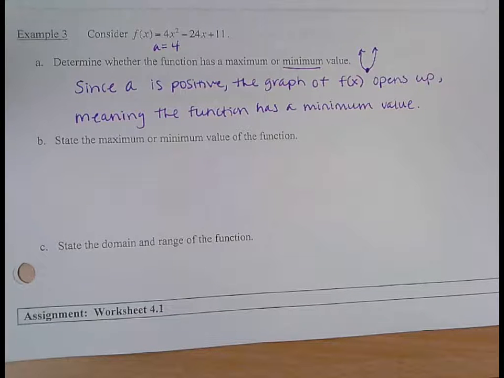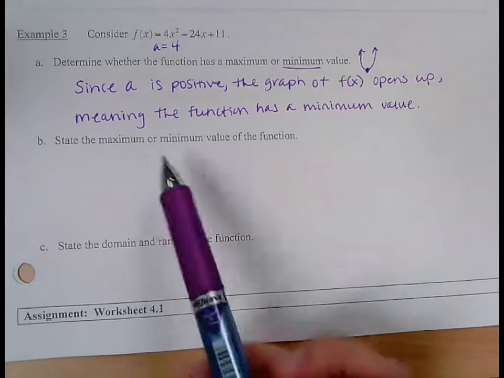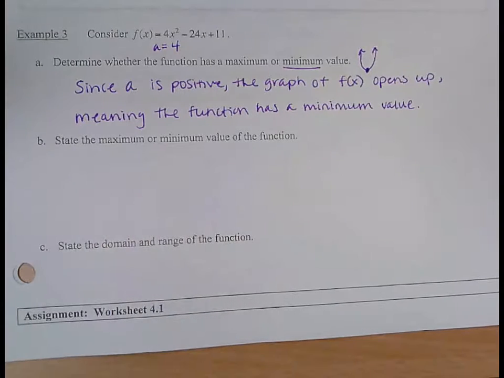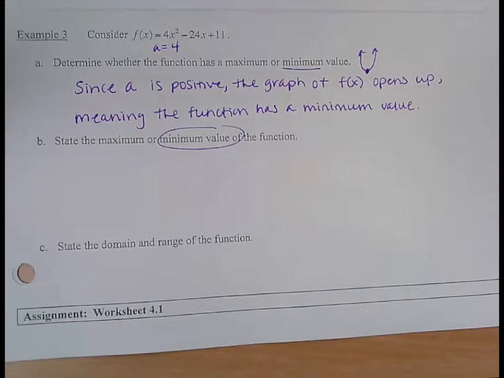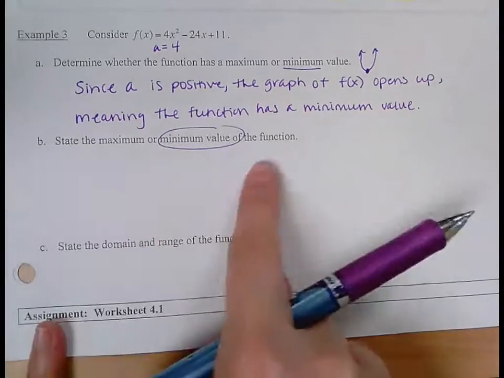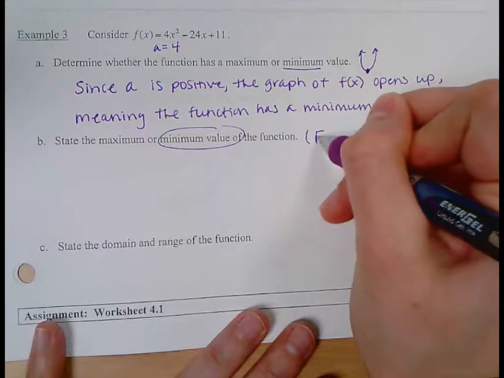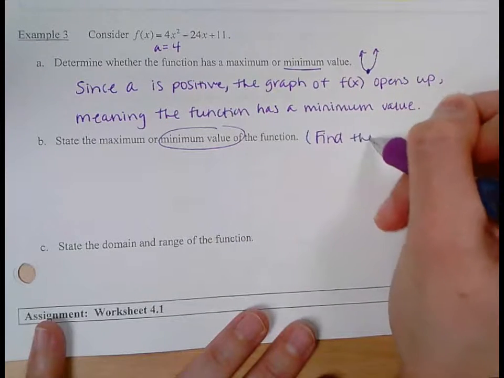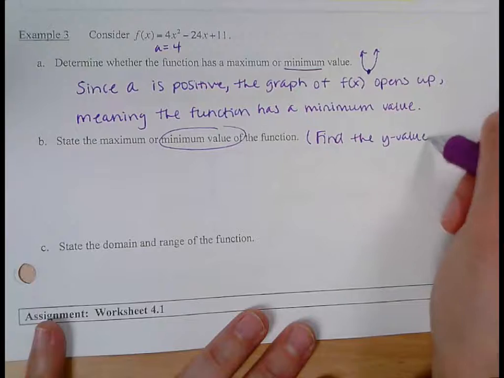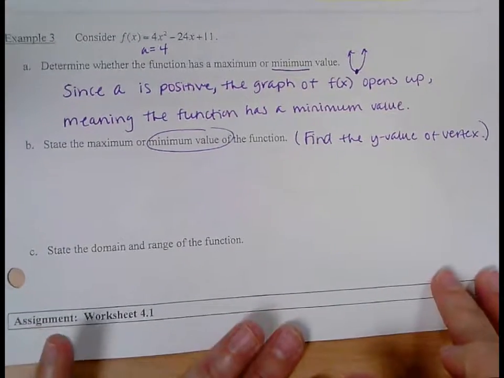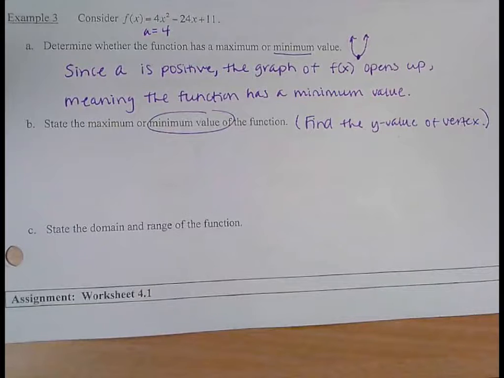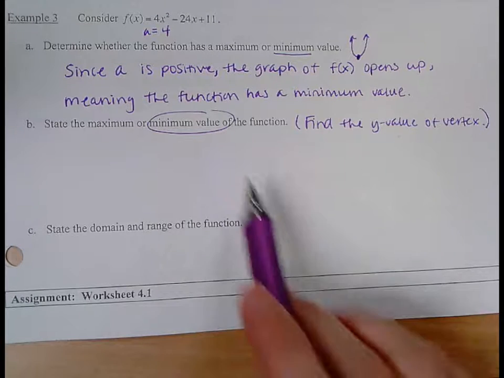So then in part B, it says now state that max or min. So how you find the max or min is the same. In this case, we just know from part A, it's a minimum value, not a maximum. But stating the max or min, this is basically asking you to find the y value of the vertex. So you have to know the max or the min is the y value of the vertex, and then find it. So what I want you to think about now is how to find this.